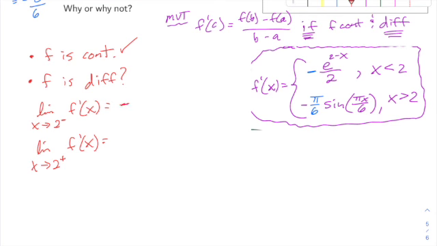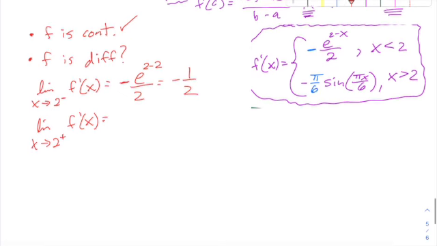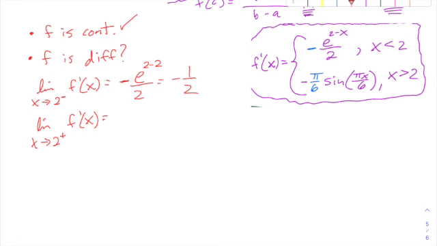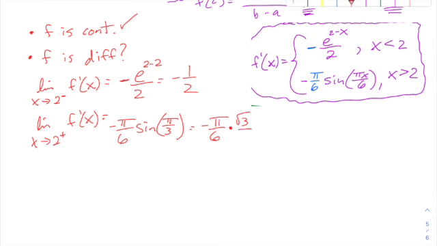So you're going to get negative e to the 2 minus 2, which is e to the 0 over 2. That's going to be negative 1/2. That's the slope from the left at 2. Now the slope as x approaches 2 from the right would be substituting 2 into that trig function. You may already start to see that I don't think this is going to work out to be negative 1/2, but who knows? You plug in 2, you get 2 pi over 6, which is pi over 3. And just to simplify and verify in your mind, sine of pi over 3 is root 3 over 2. So we're getting negative pi root 3 over 12. And that is not equal to negative 1/2.